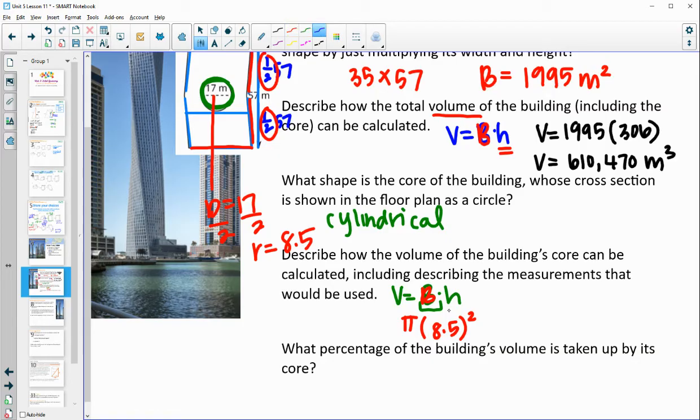And then the height of the building is still 306 meters. So the height of the cylinder is going to be the same as the height of the building, and then you can just calculate this. So 8.5 times 8.5 times 306 times pi. So once we calculate this all out, the volume of the cylinder is 69,455.9 meters cubed.